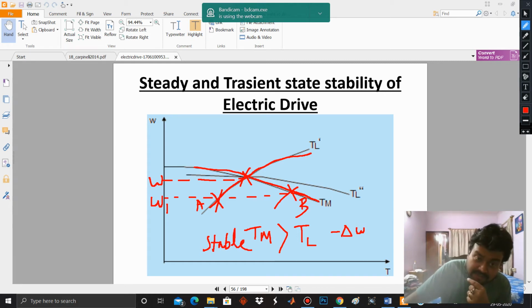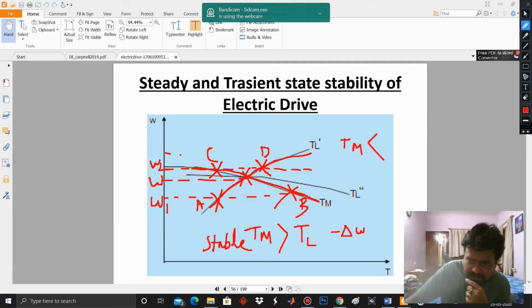Now let us assume a second case. Instead of reducing, the speed is suddenly increased over here. Say it increases to omega 2. You see, omega 2 intersects tau L at point D and tau m at point C. So now which is greater, tau L or tau m? Here tau m is less than tau L.